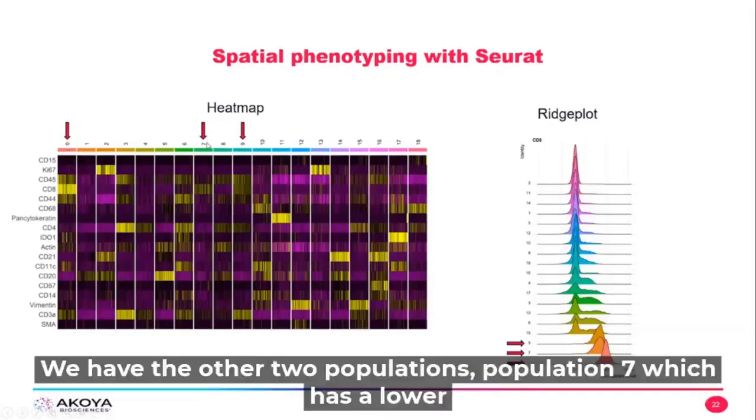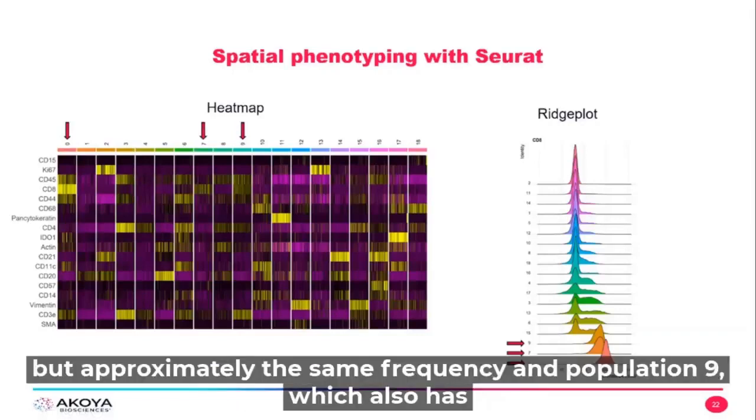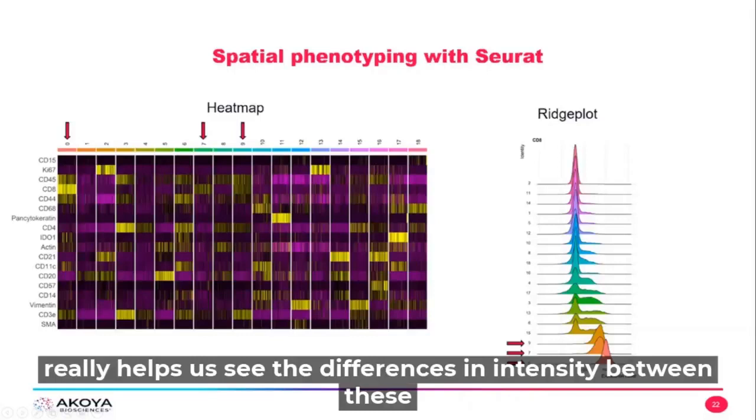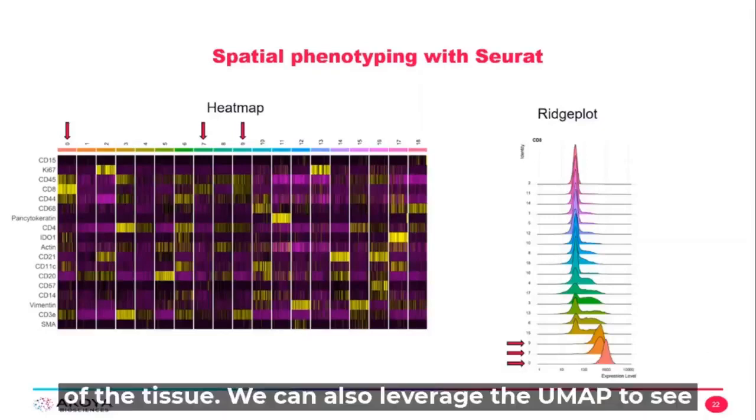We have the other 2 populations, population 7, which has a lower intensity of CD8 expression, but approximately the same frequency, and population 9, which also has lower intensity of CD8 expression. And the ridge plot really helps us see the differences in intensity between these different clusters. So these tools together are very useful for identifying phenotypes inside of the tissue.